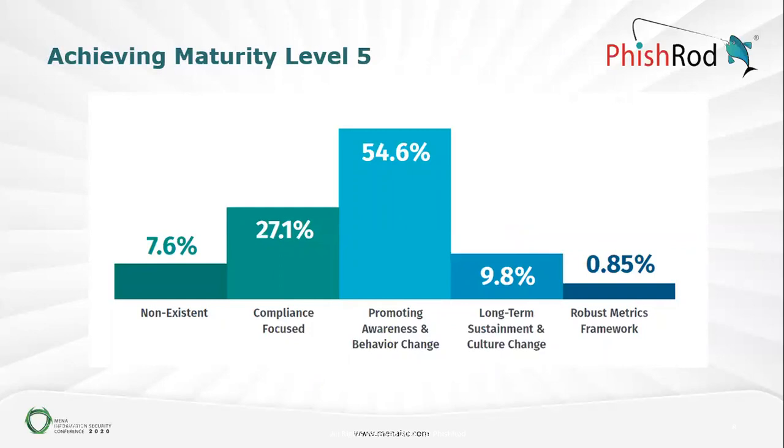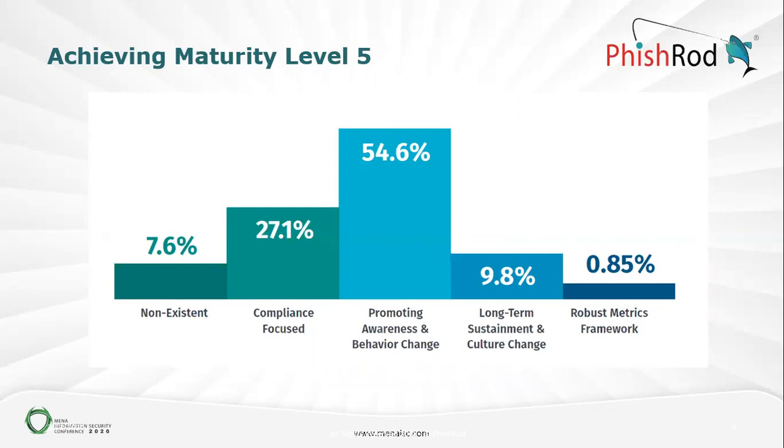SANS also conducted a survey with 1,300 organizations across different geographical locations: the Americas, Latin America, the Middle East, Africa, and Asia. What they found was that out of those 1,300 organizations, 7.6% were non-existent. They were not focusing on any kind of activities related to awareness. 27% of them were compliance focused.